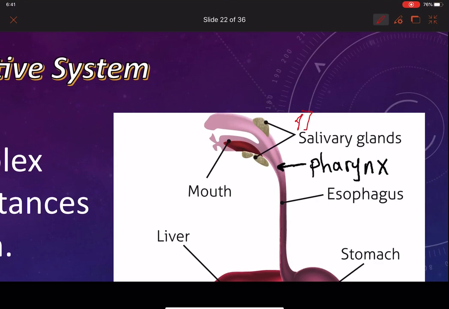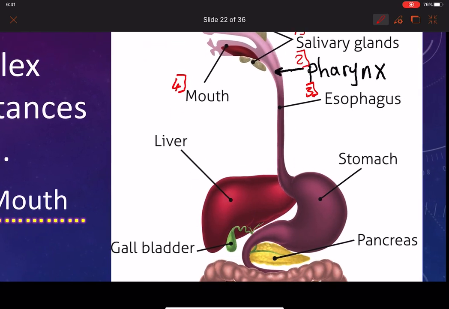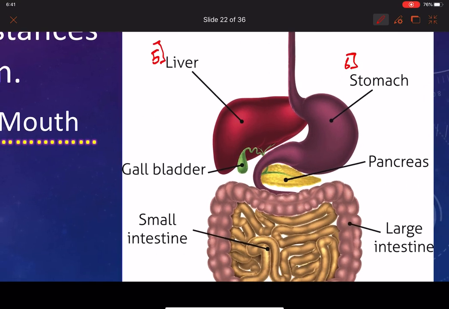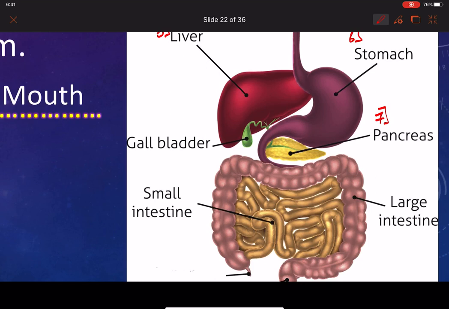Salivary glands, pharynx, esophagus, mouth, liver, stomach, pancreas, gallbladder, large intestine, small intestine.